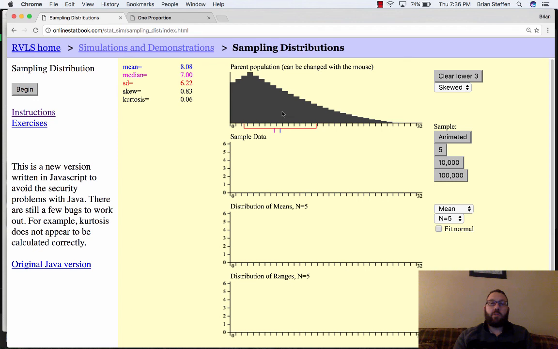We did this already once, so we saw this was my original distribution. Here I'm going to take the mean of samples of size 5, and I'm going to take the range of a sample of size 5. Let's animate the first one. So you see 1, 2, 3, 4, 5, and it plots. I did that a couple times.